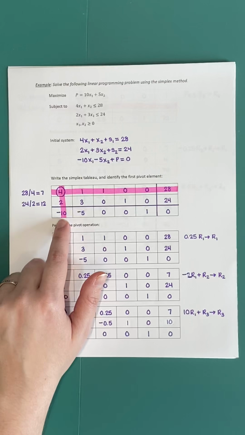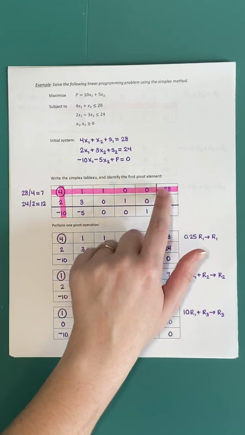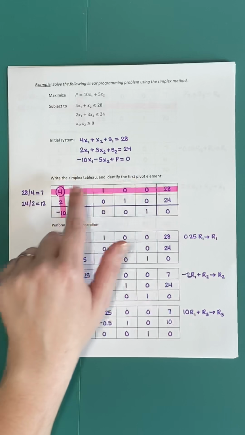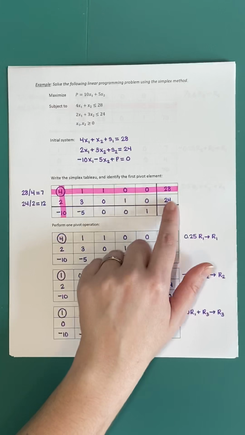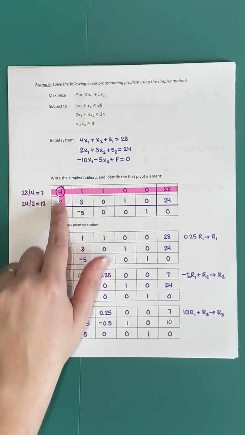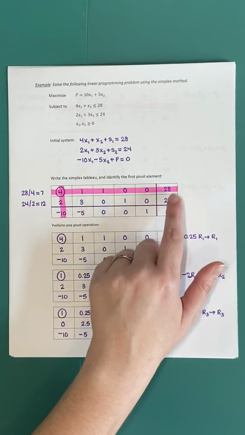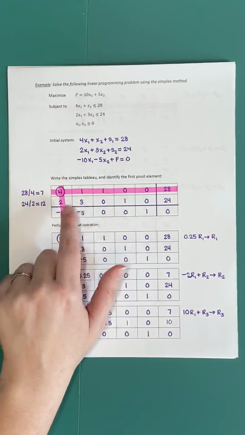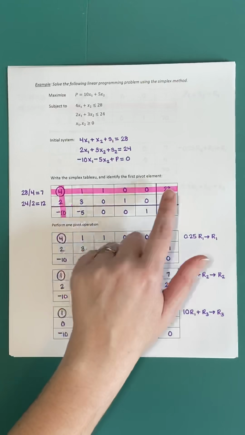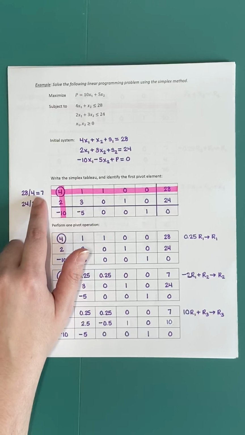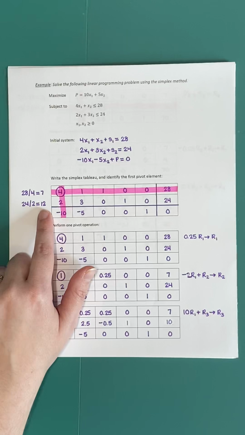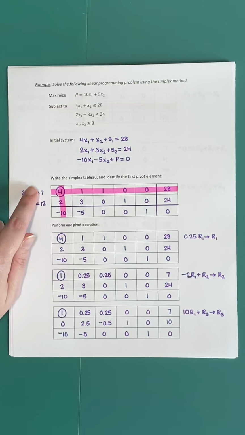Now, in order to determine which element I'm going to use, which row I'm going to use, I'm going to take the numbers on the far right, and I'm going to divide each of those numbers by the corresponding element in that pivot column. So I'm going to take 28 and divide it by 4, and then I'm going to take 24 and divide it by 2. So 28 divided by 4 is going to give me 7, and then 24 divided by 2 is going to give me 12. I'm going to take the lower of the 2 quotients.